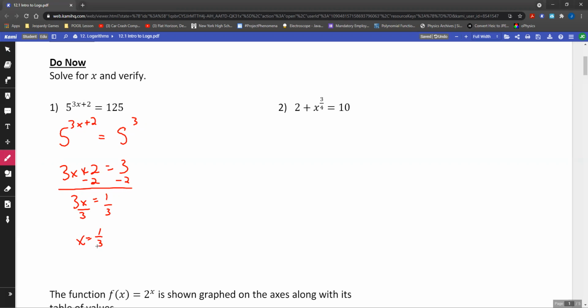They want us to verify, so I'm just going to do a very quick check where I plug in 3 to the 1/3 for x. I'm going to do this by hand, but if you did it in a calculator, you'd be able to see what the correct answer is. So from here, 3 times a third is 1, plus 2 is 3, and 5 cubed is 125. So we do get a correct answer.